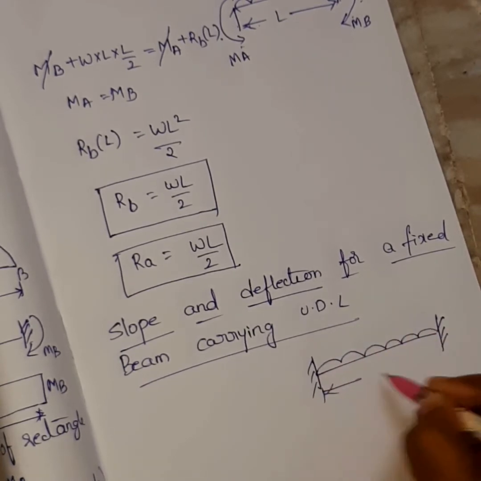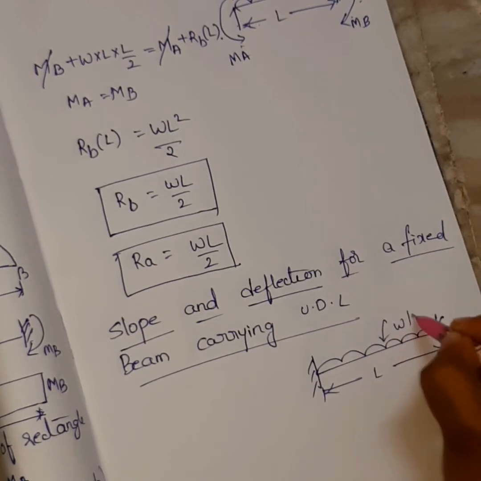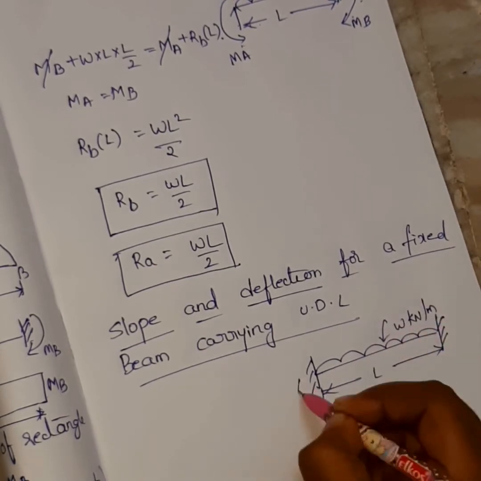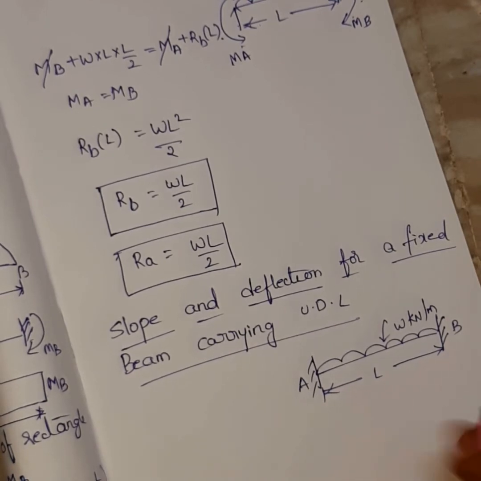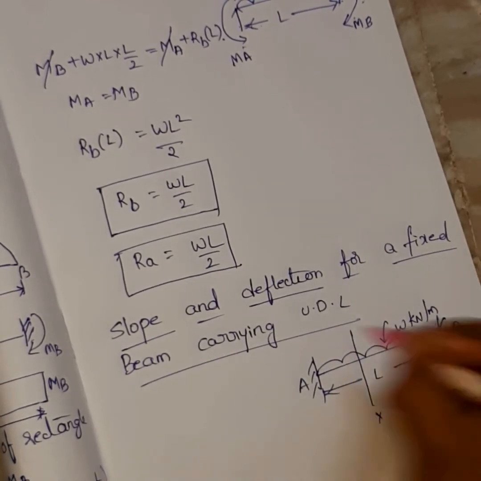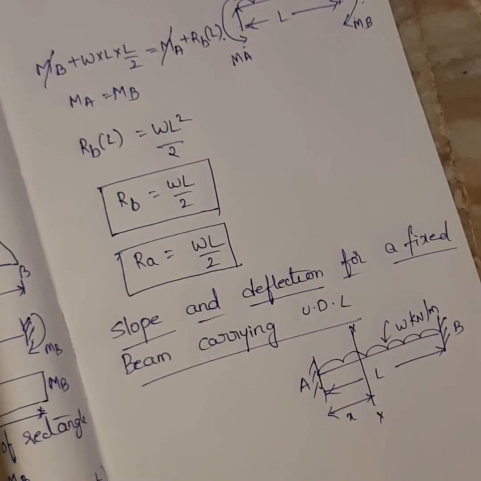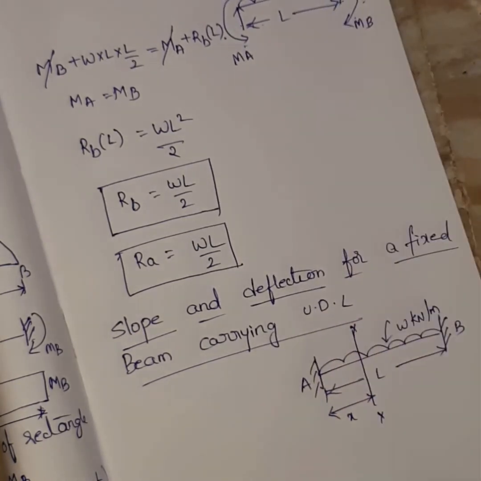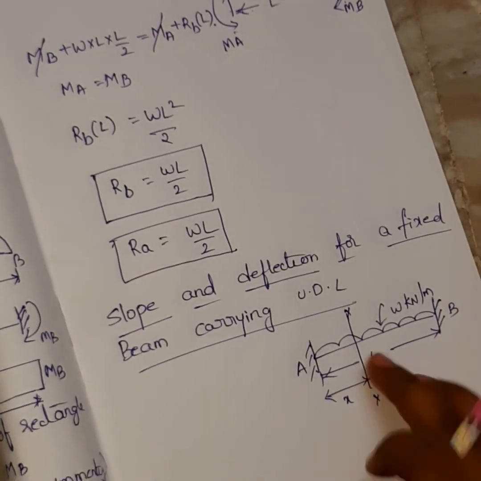It is acting at a distance L. This is load A and B. So for calculating slope and deflection, I am taking a small section, a section X. This type of calculating slope and deflection I have calculated in my first video for if load is acting at center. So same process but load is different.